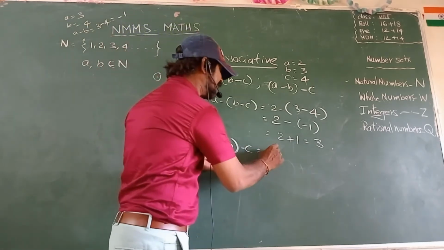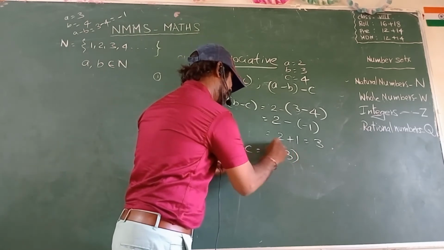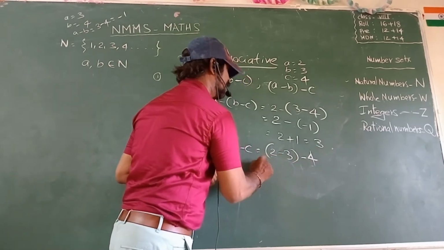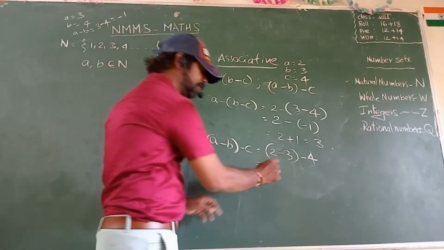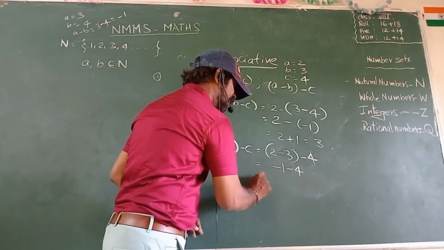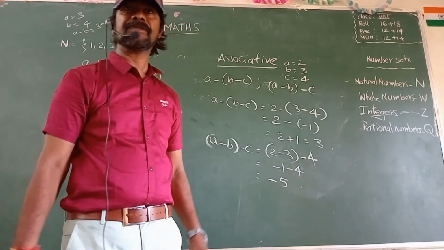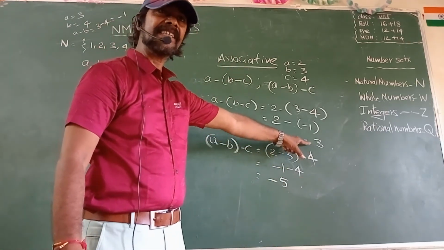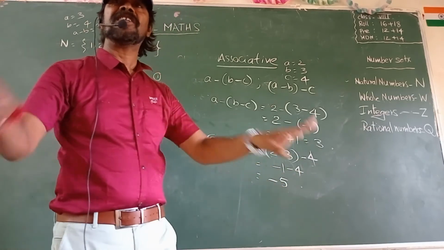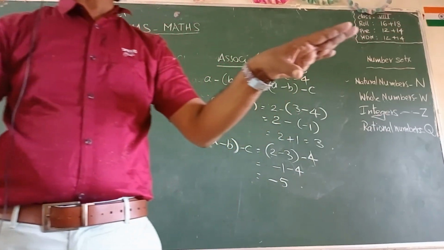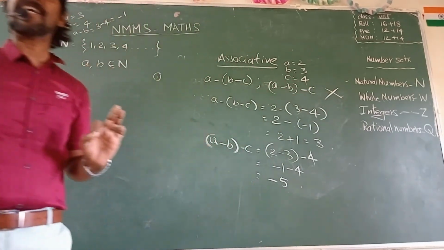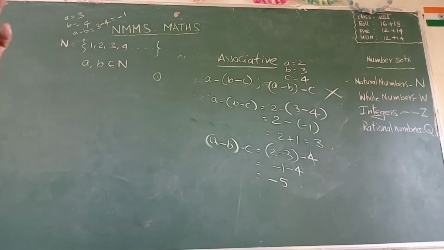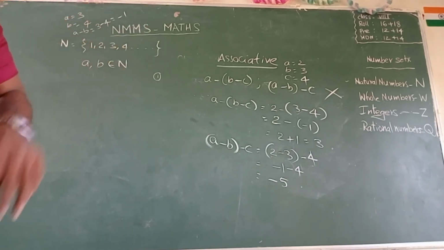First A minus B. What is here? 2 minus 3 is minus 1. 2 minus 3 minus 1 minus 4 is equal to minus 4. This is plus 3, this is minus 4. There is no match, not equal. So this is wrong. In natural numbers, subtraction is not associative.